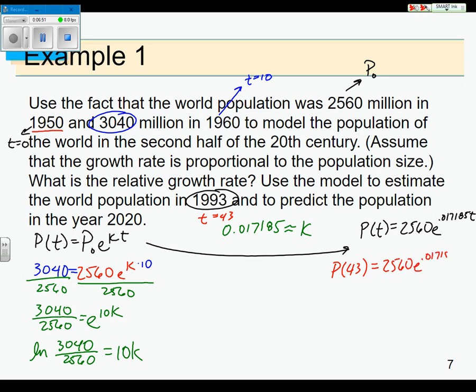So I got this nice explicit formula where I can just plug 43 in for the exponent. So I did that. I got 5,360 million people. Okay, let's see if we can extrapolate a little bit. Go ahead and work 2020. Hit pause on the video and plug in 2020 and see what you get for what the population should be in this year.